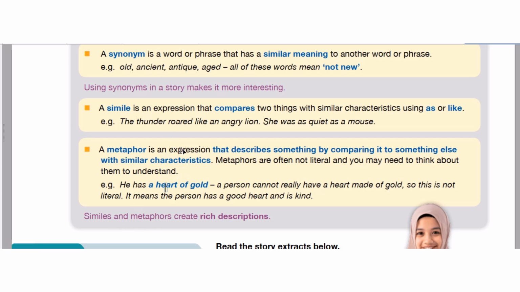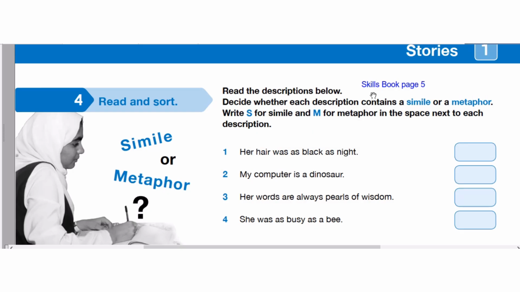Okay, very good. Now we move to your skills book. Open your skills book, page 5. Activity number 4, simile or metaphor. Read the descriptions below. Decide whether each description contains a simile or metaphor. Write S for simile and M for metaphor in the space next to each description.